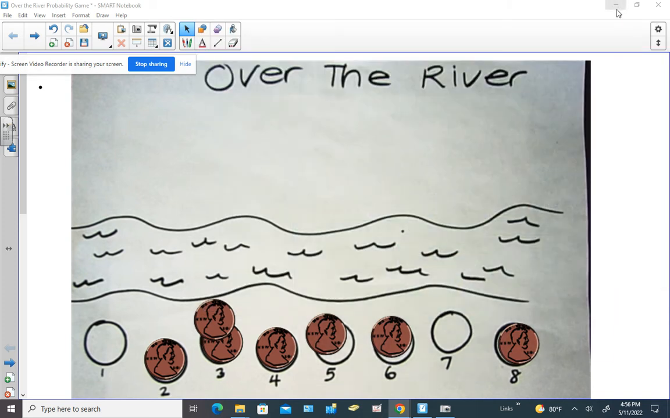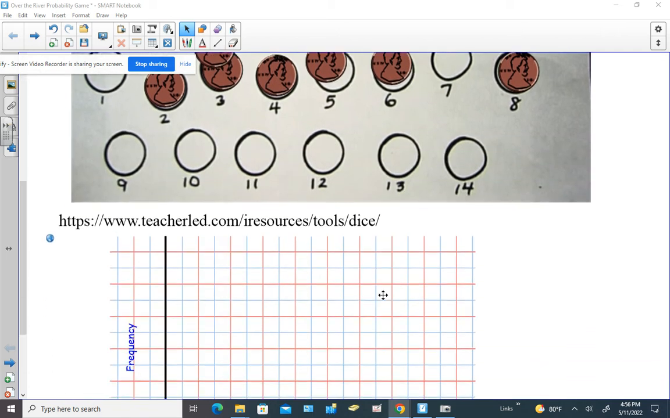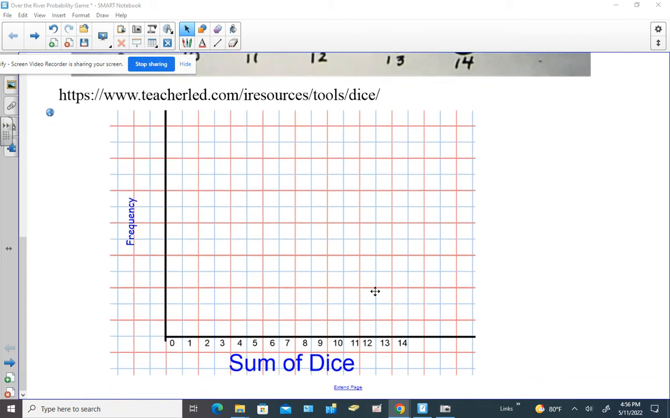Let me minimize this. All right, so here's the game board. Now, another thing I should mention is we're going to keep track of the numbers that come up. So in the experiment that we just did, we're going to make a dot plot. So the number 7 came up, the number 8 came up, and the number 10 came up. And we're going to keep track every time a number comes up.